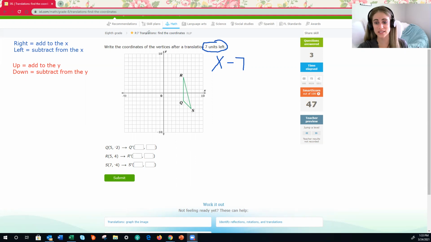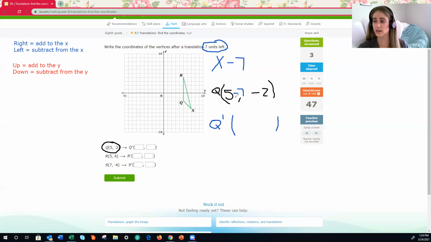All right, once again though, we need to apply this to all 3 of our vertices, all 3 of our points. Our very first point is originally located at 5, -2. Because it is moving 7 units to the left, we are going to subtract 7 from our x value, and that will allow us to have our translated point, so our Q prime. 5 minus 7.